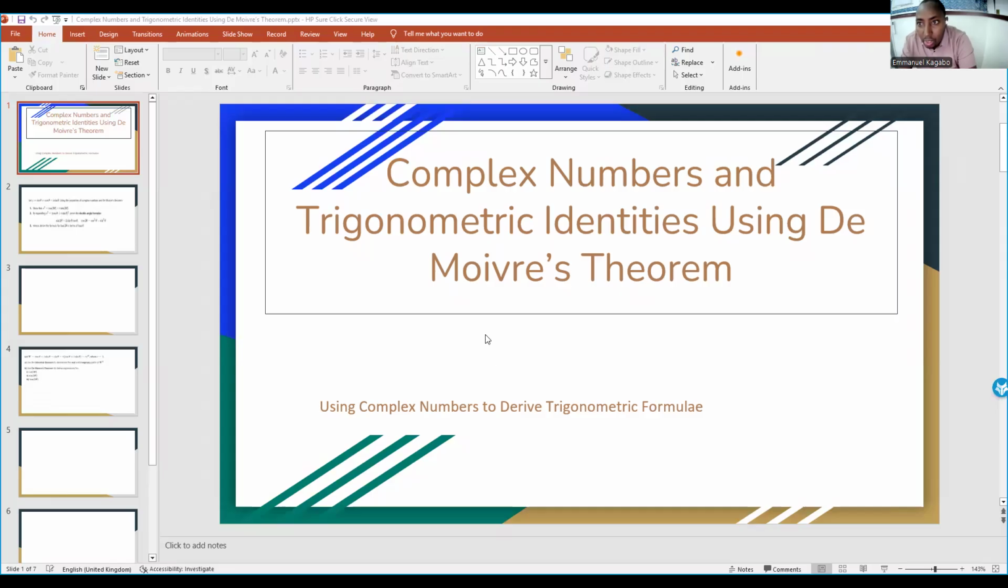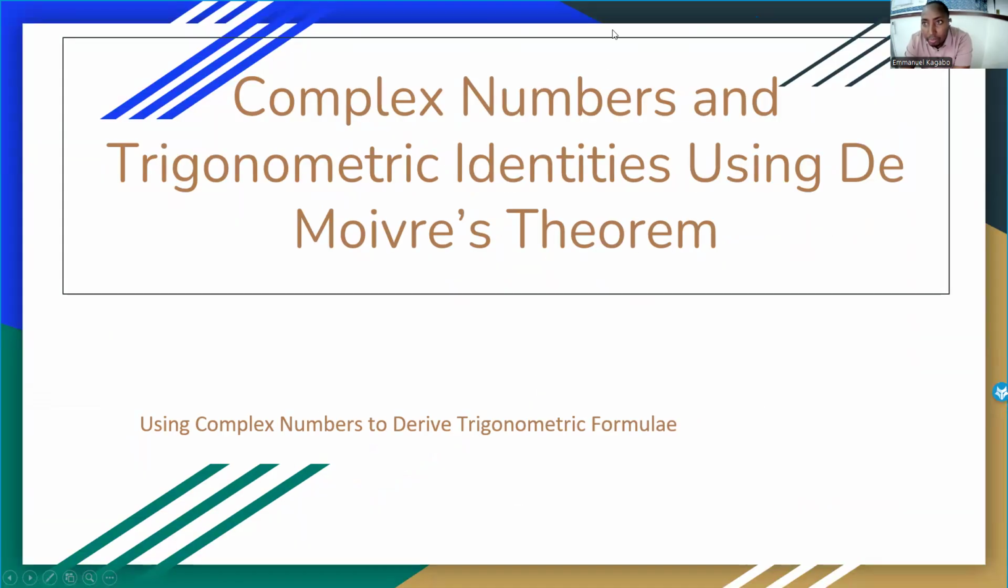Okay, this is what we are going to do today. It's about complex numbers and trigonometric identities using the Moivre theorem. So that's what we're going to do. So what do you know about complex numbers before I proceed?